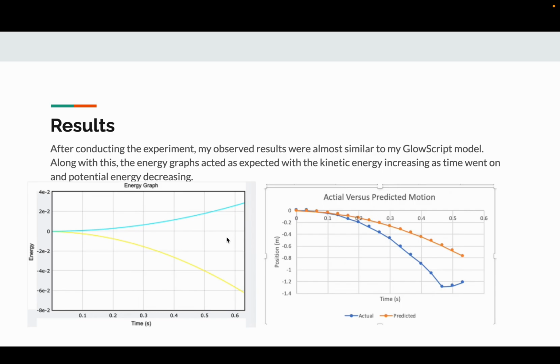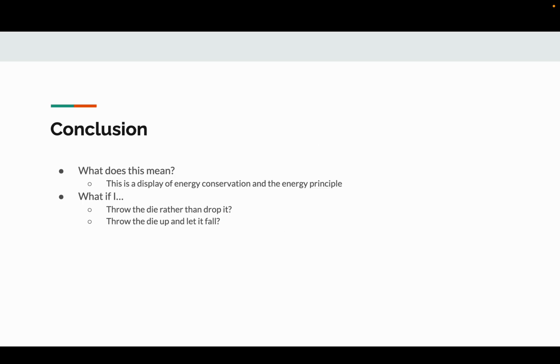And then also with the energy graph, you can see that this is perfect because the potential energy and kinetic energy add up to 0, obviously, and as the die fell, it increased in kinetic energy and lost potential energy.